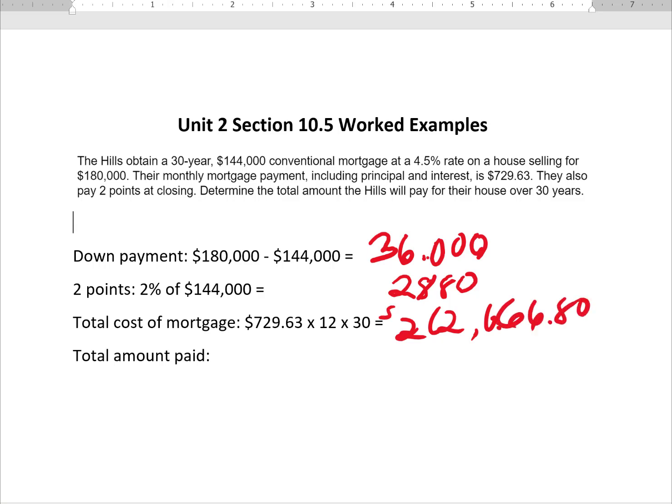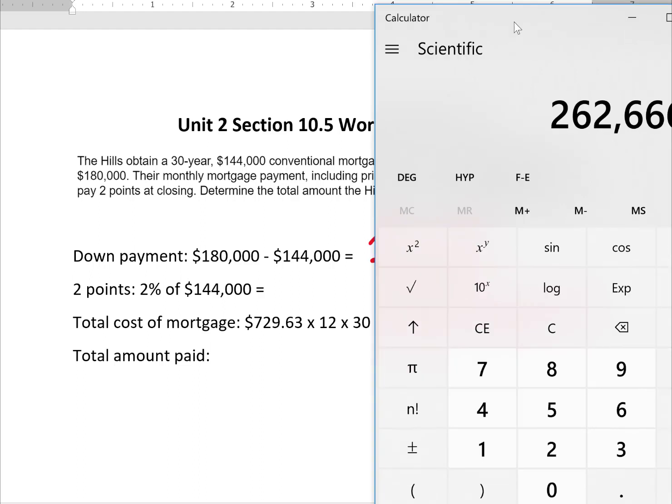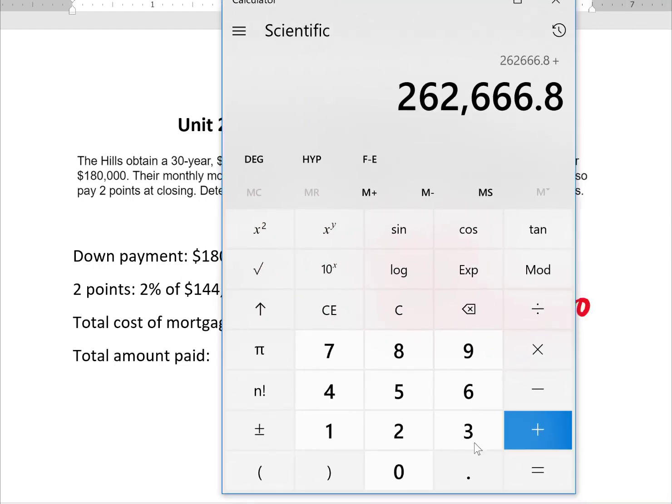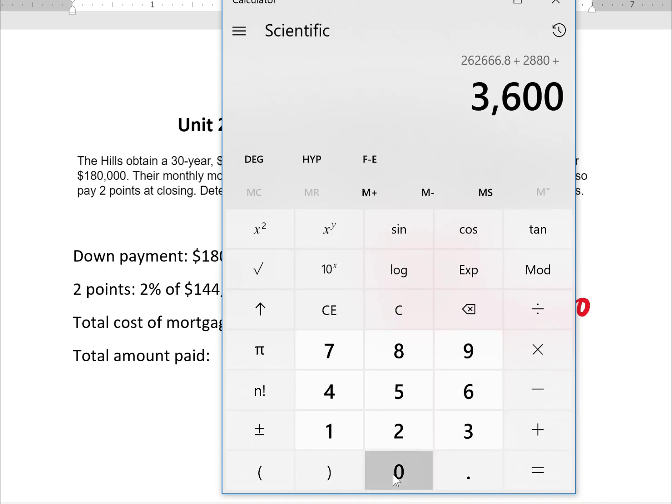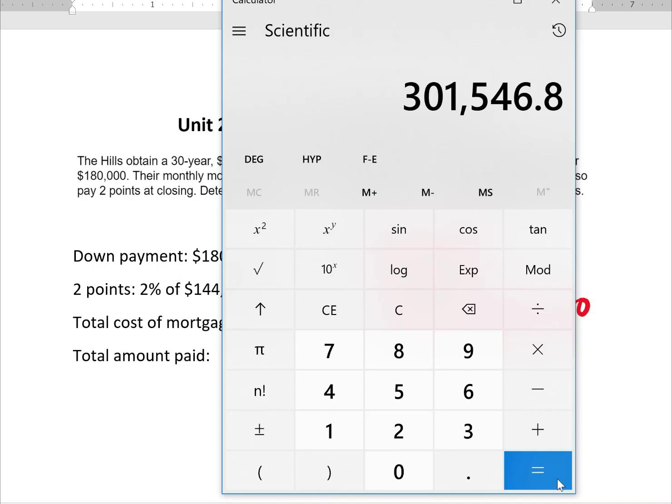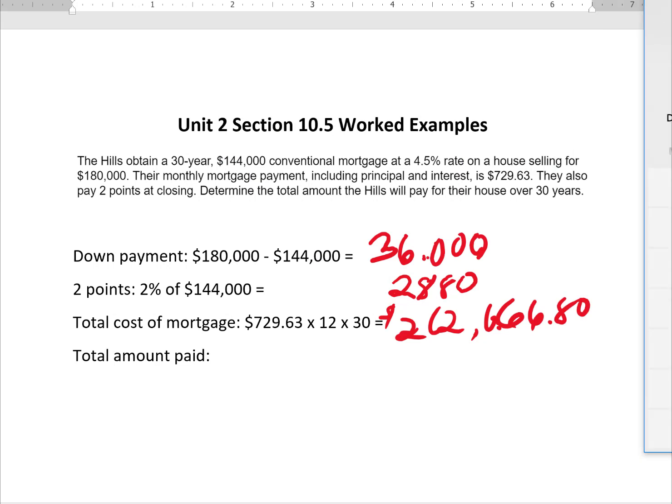$262,666.80. And so to figure out the total amount that they paid for the house, we're going to take that total amount of the mortgage payments, add the points, and add the down payment. And so the total amount paid was $301,546.80.